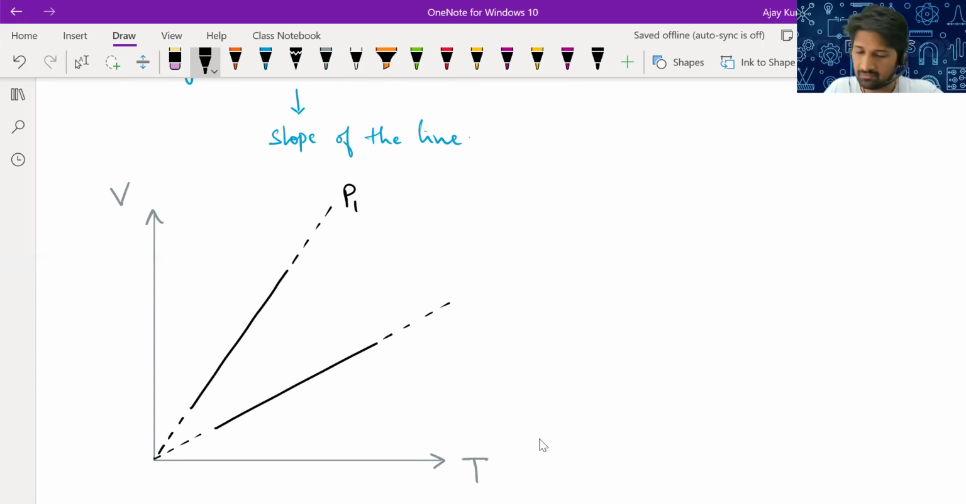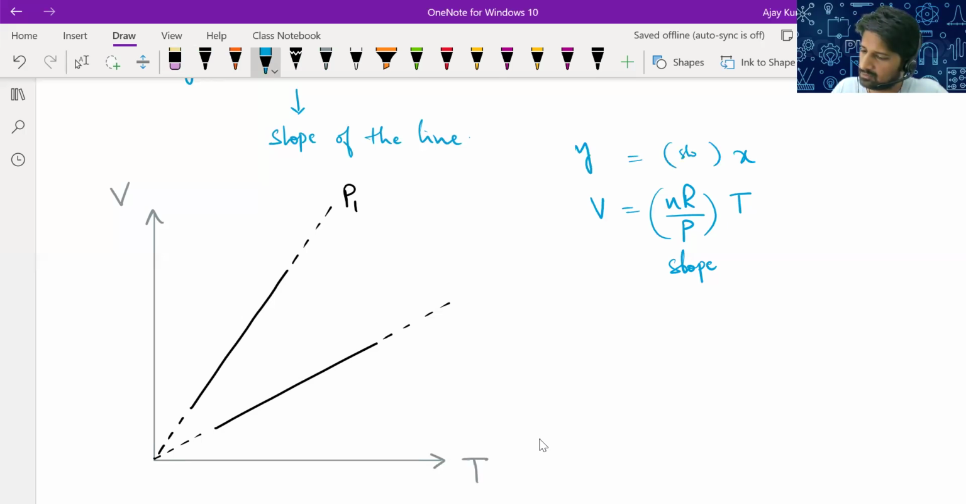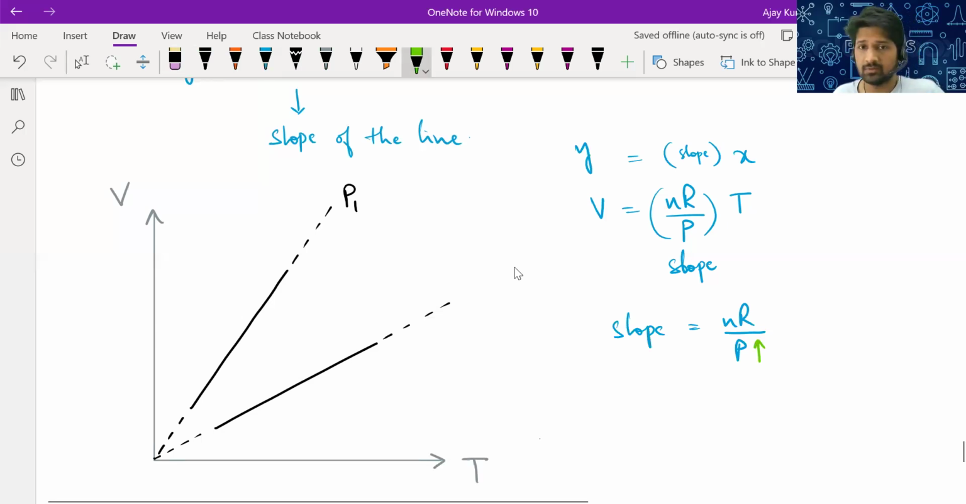Why? Because the governing equation for this graph is V is nR by P multiplied with T. This is the slope, right? So depending on the pressure, if you keep the number of moles same, as I said, it's the same gas, the slope will change. And see, we took volume on the y-axis, temperature on the x-axis, no? So the proportionality constant between them will automatically be the slope. So slope of this graph is nR by P. That means if pressure increases, not during the process. During the process, you can't change the pressure. It's an isobaric process.